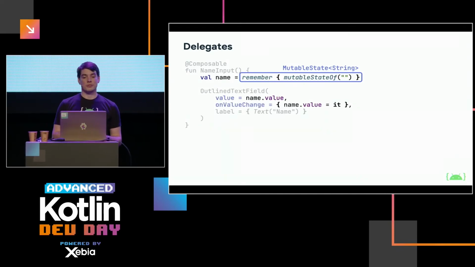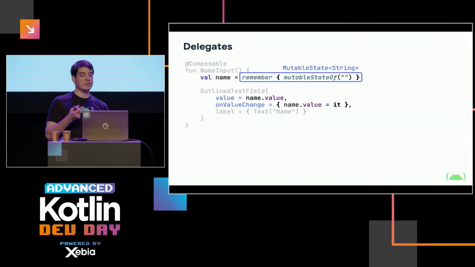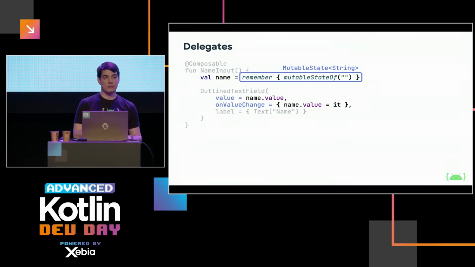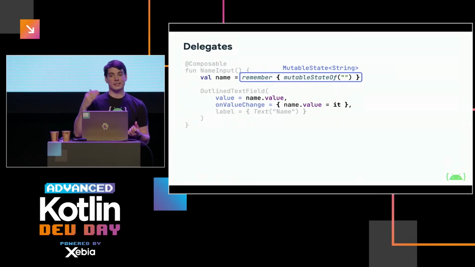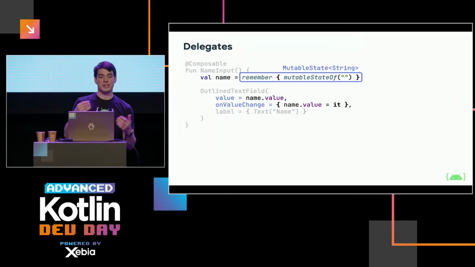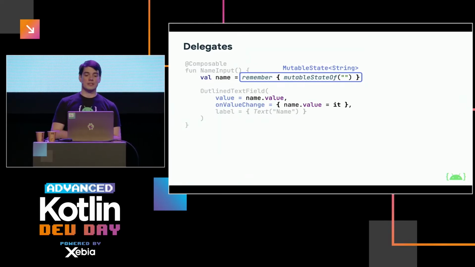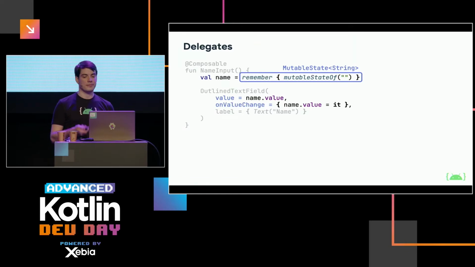And then to link this to the text field, we first need to pass in the current value, which we do by reading the value property of the state. And we need to pass in a function that the text field can invoke so that it updates the value that's stored in the mutable state, essentially synchronizing as the user is typing new values.